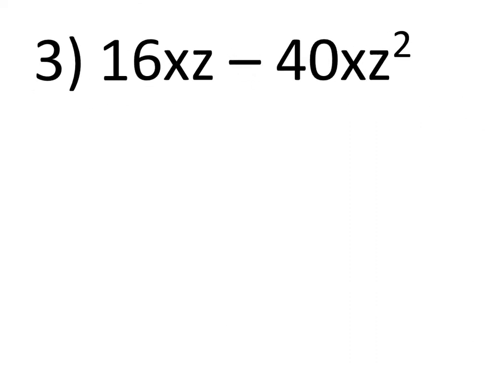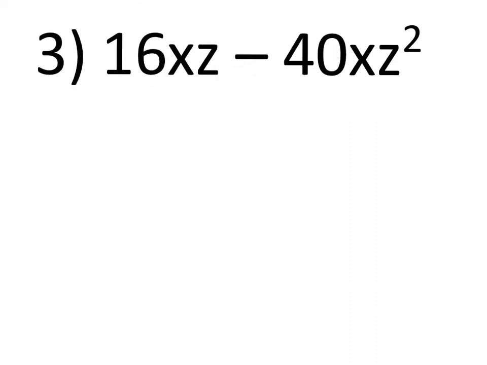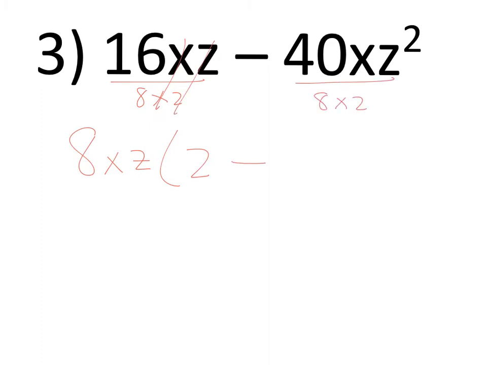Okay. So on number 3, the biggest number that they have in common looks to be an 8. So an 8, x and x, you can pull out an x, and z squared, you can pull out 1z. So now again, divide this. 16 divided by 8 is 2. The x and z's cancel, minus, and then divide this part. 40 divided by 8 is 5. The x's cancel, and you have 1z left over on the inside.